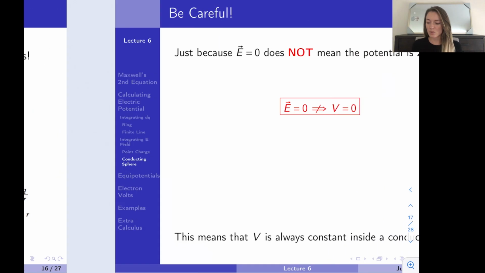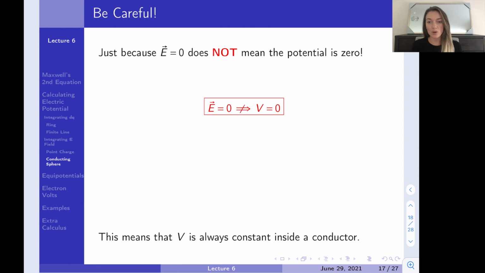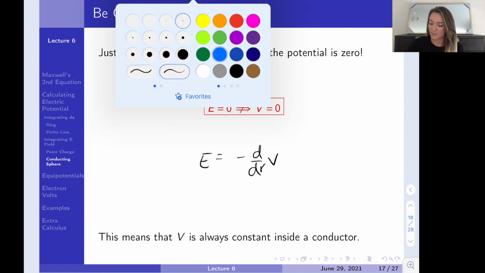So I just want to emphasize again and really drive home the point that just because your electric field is zero, that does not imply that your potential is zero in that region. And again, that's because we said the electric field was the derivative of potential. So the derivative of any constant is going to be zero. So you can't say that if my electric field is zero, my potential is zero. All you know is that your potential is a constant.